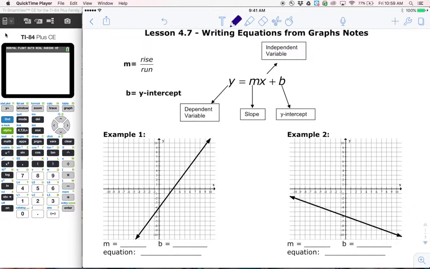Lesson 4.7, Writing Equations from Graphs. Before we move on, let's remember that when we're writing equations from graphs, we're always going to want to use slope-intercept form, which is y equals mx plus b, right? Because we can see the slope and we can see the y-intercept when we are working from a graph. Let's also recall that slope, m, is rise over run, and when we talk about b, we're talking about the y-intercept. All right, let's look at the first problem, example 1.